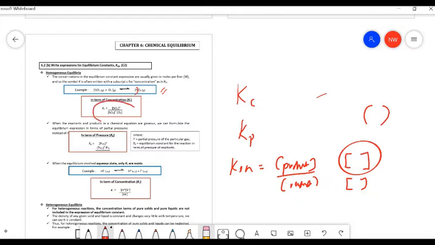So in terms of concentration, kena ingat dekat sini kita akan ambil phase gas dan juga aqueous sahaja. Solid dan juga liquid kita tak akan ambil dalam expression Kc dan juga Kp. Kita hanya ambil gas dan juga aqueous sahaja.